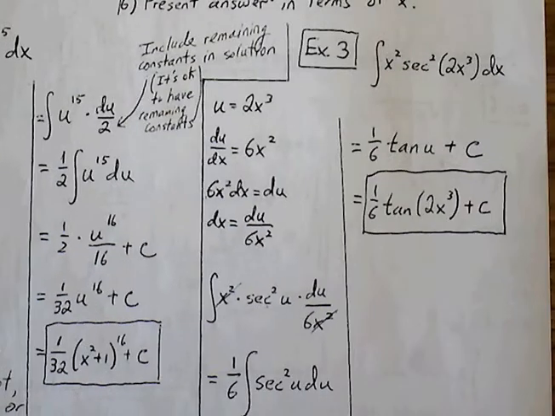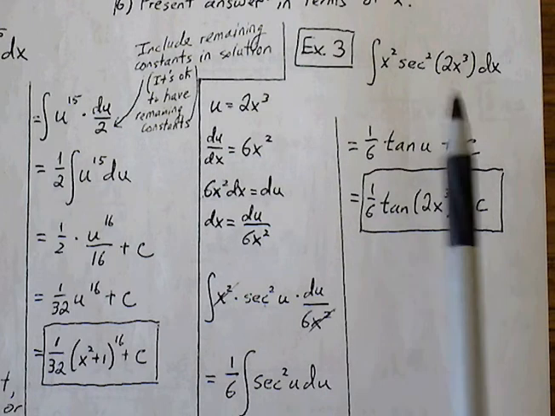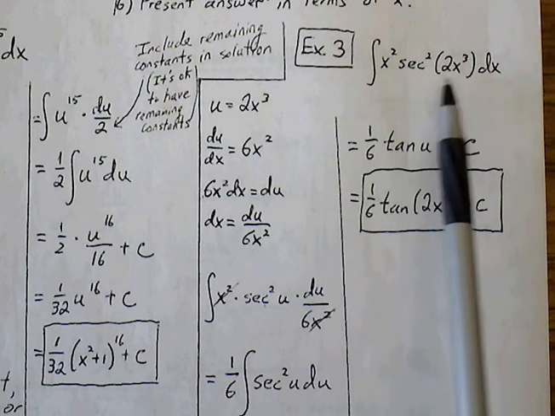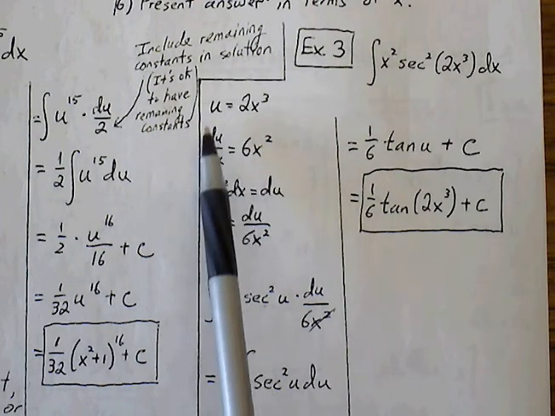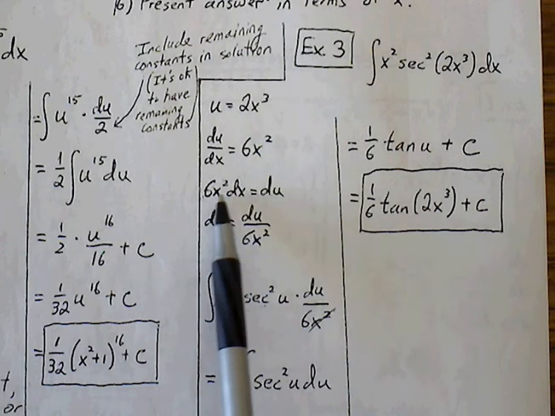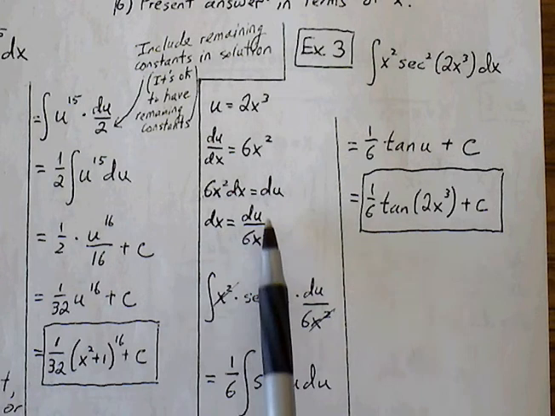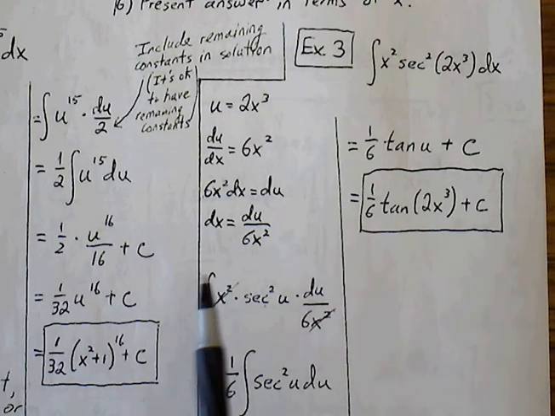All right, example 3, the integral of x squared secant squared 2x cubed. We want to identify the appropriate u value, so we look inside the parentheses. u is 2x cubed. Derivative, du over dx, power rule, 6x squared. Cross multiply, 6x squared dx equals du. Divide both sides by 6x squared. dx equals du over 6x squared.